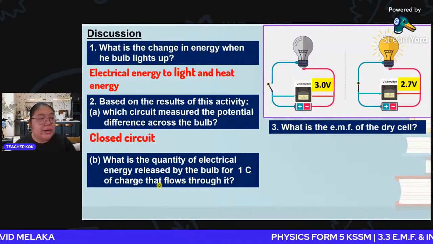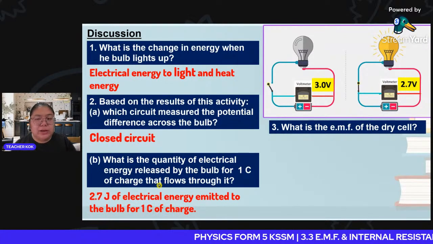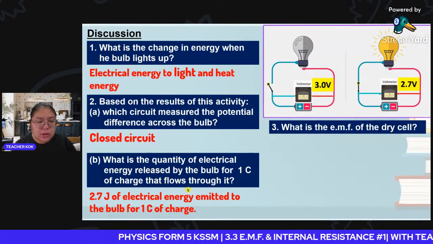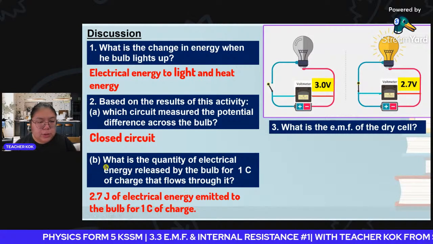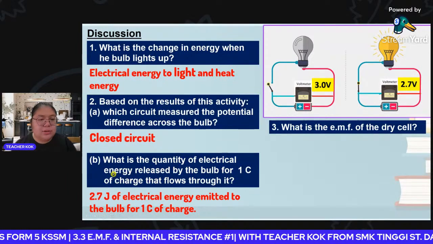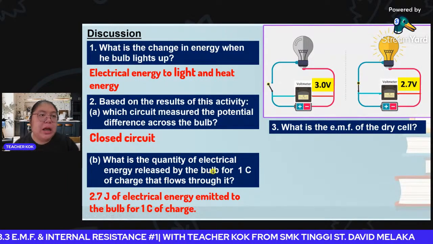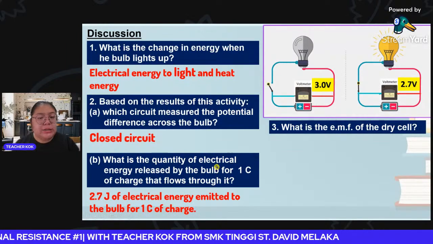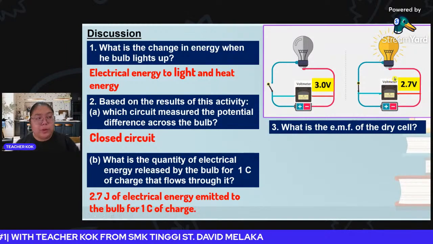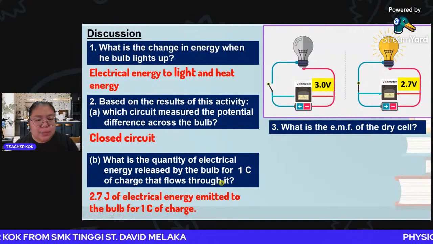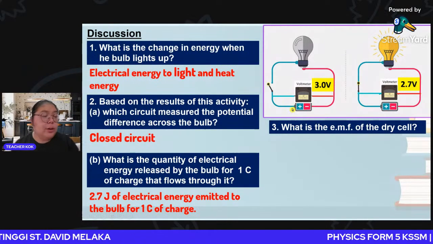So the EMF here is how many? I forgot to see one more thing. What is the quantity of the electrical energy released by the bulb? I forgot to see the bulb. So when they mention the bulb, you're talking about 2.7. If they never mention the bulb and say whole circuit, then you're talking about EMF.